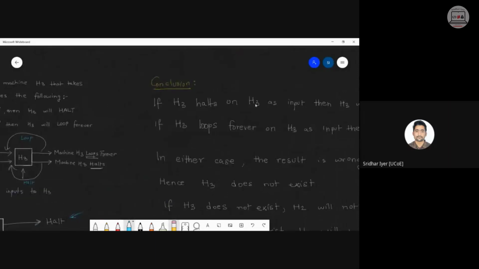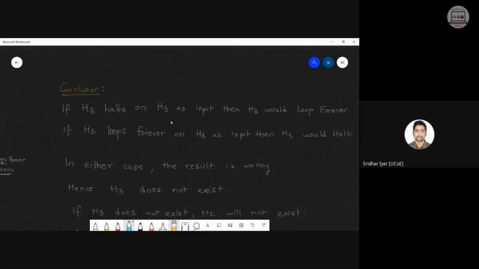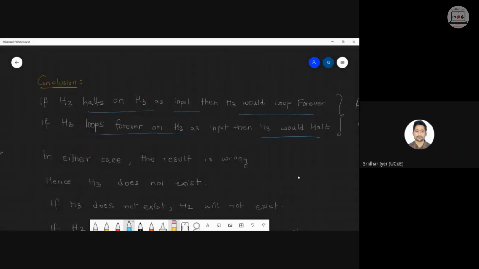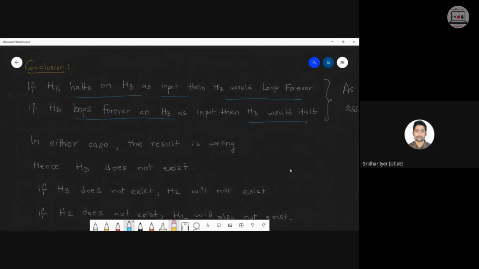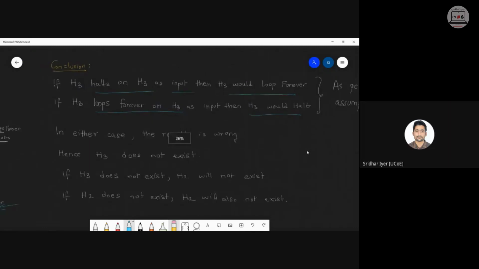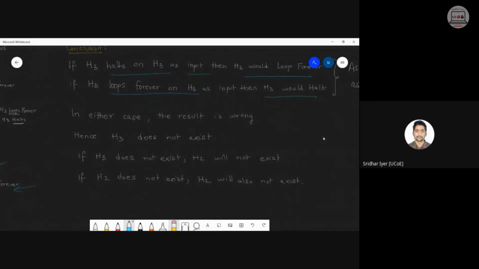So if I say that H3 halts on H3 as input, then H3 would loop. This is the most confusing thing. If H3 halts on H3 as input, then H3 would loop. Nothing else. I have written the same thing from the diagram. Similarly, if H3 loops forever on H3 as input, then H3 would halt. This is the most contradictory statement you will ever face. You will encounter in TCS that if H3 halts on H3 as input, then H3 would loop forever. And if H3 loops forever on H3 as input, then H3 would halt. This doesn't make any sense. Hence, in either case, the result is wrong. Hence, H3 does not exist.